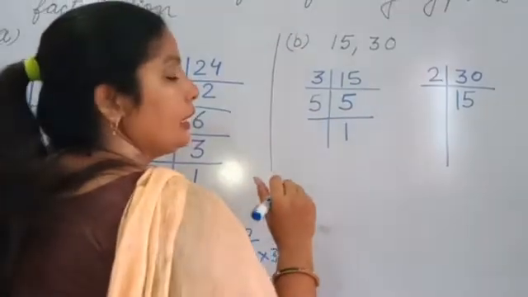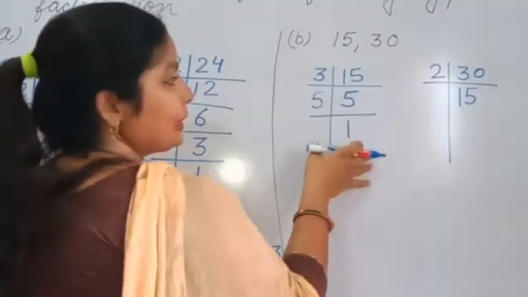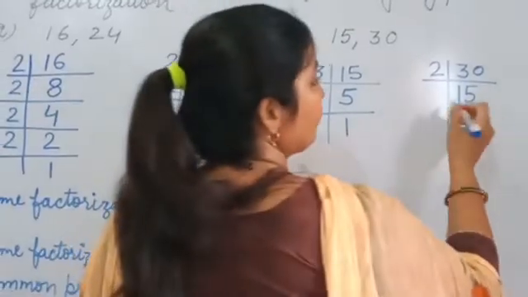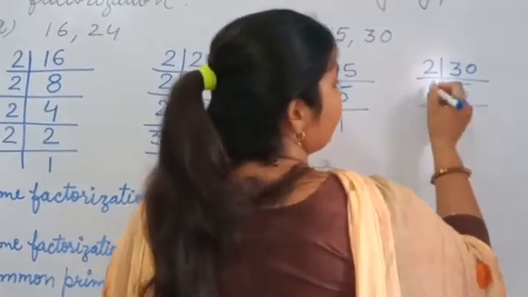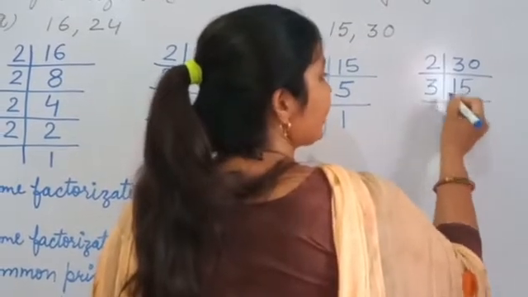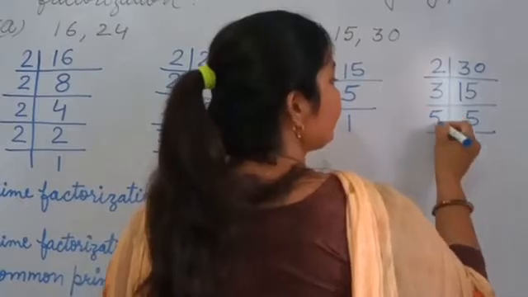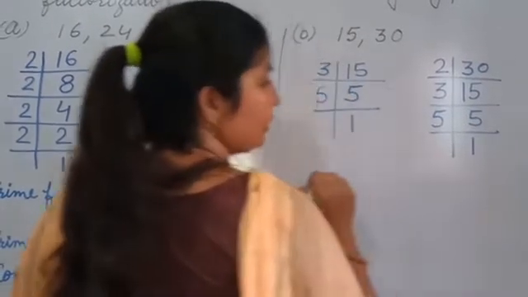Okay. Now 15, the same one will be there. 15 is there so that will be the same. Prime factors should be the same. 15 will come in 3 table. It does not come in 2 table. So 3 5s are 15. Now 5 will come in 5 table only. 5 1s are 5. Finish.